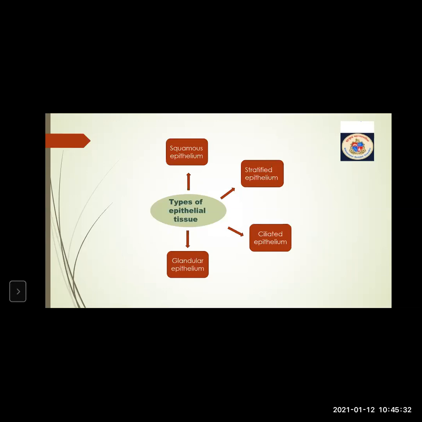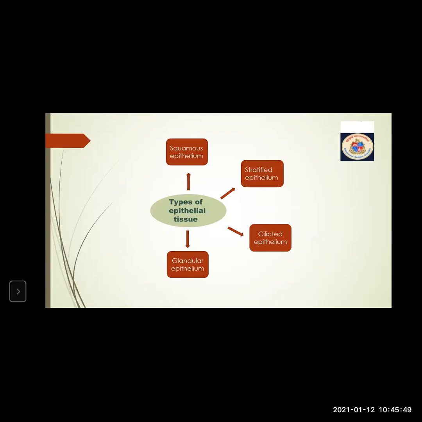For example, the tear gland, which is present in our eyes. Whenever something goes in or whenever we become emotional, tears automatically come out of our eyes. From where do those tears come? They come from the tear gland. That is a glandular epithelium.